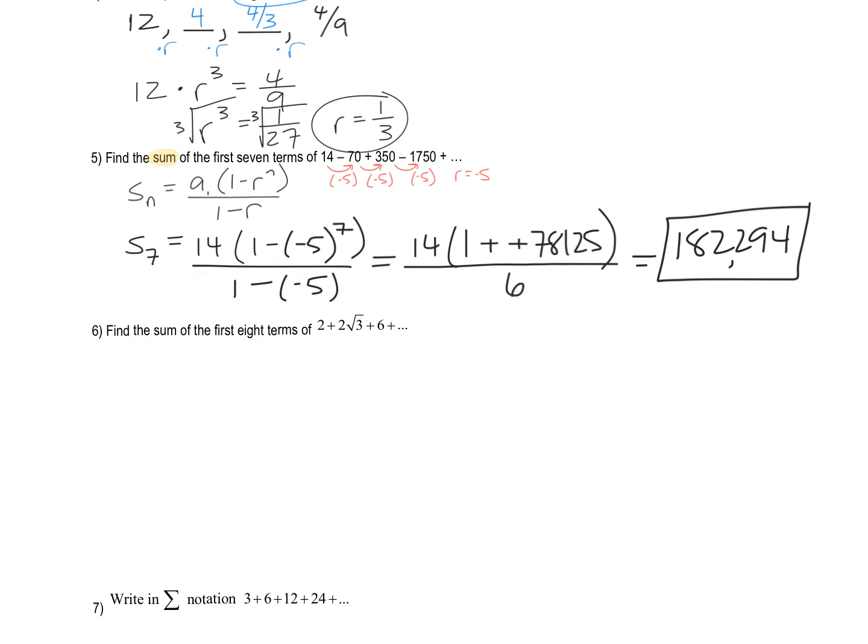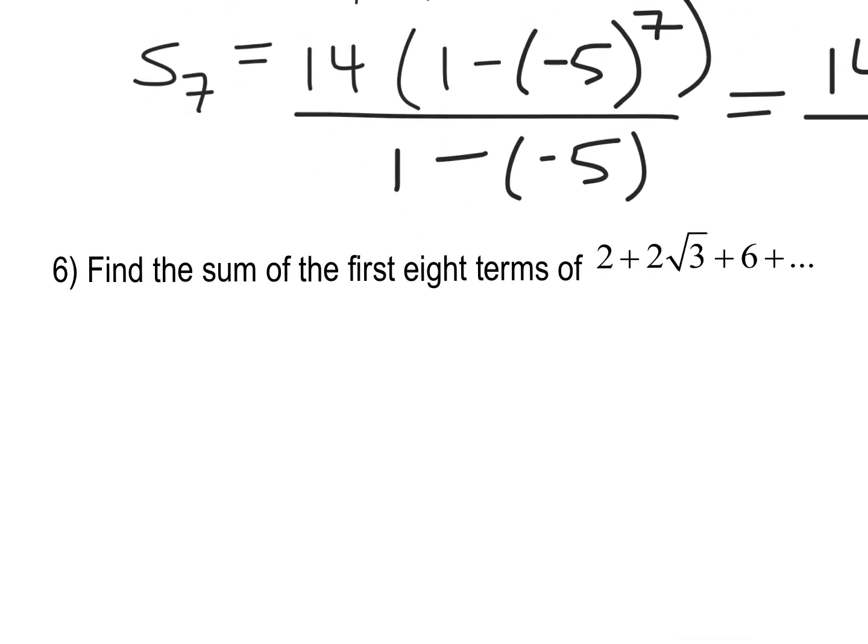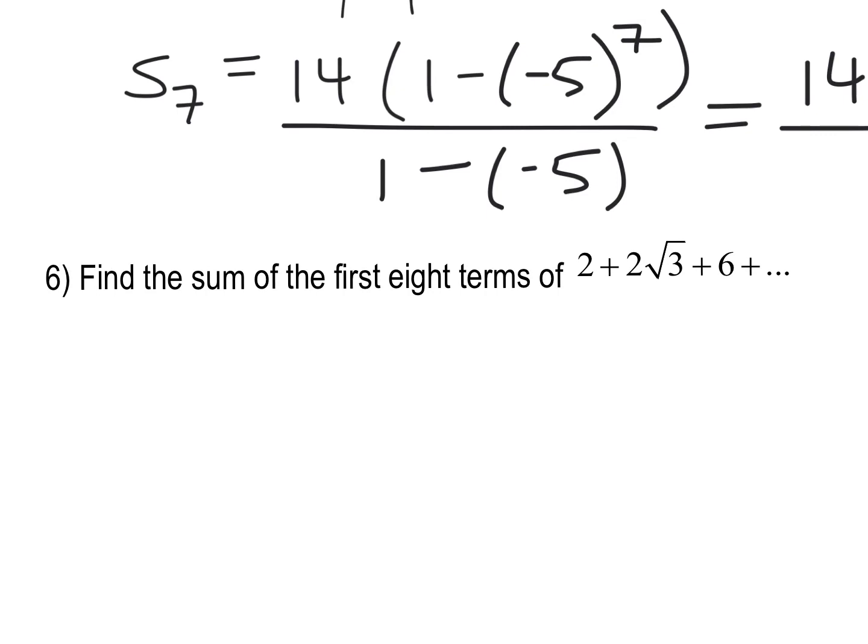All right, let's move on with number 6. So, sum of the first 8 terms. Again, I'm noticing right away that I have a ratio here, and this looks like √3. If you multiply by √3 again, yes, this means my r is √3. That's kind of weird, but hey, just going to go with it.